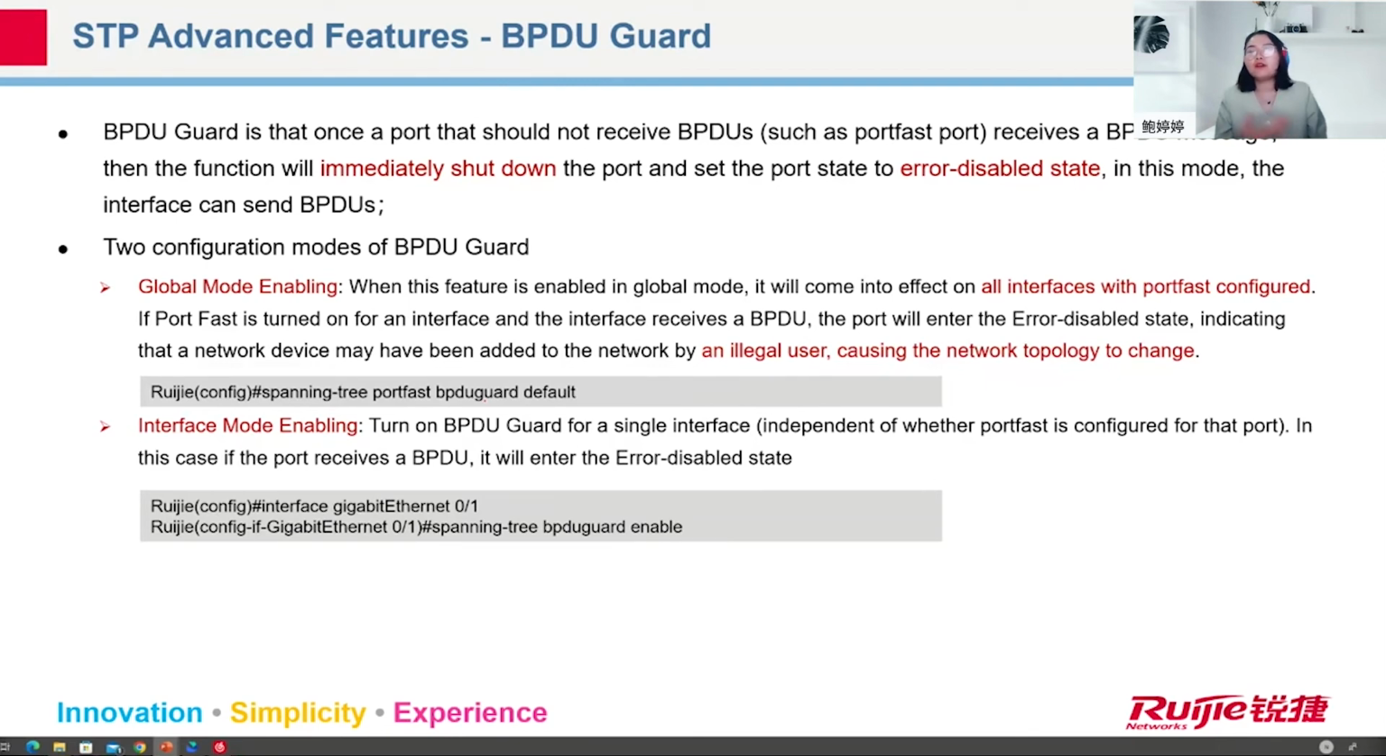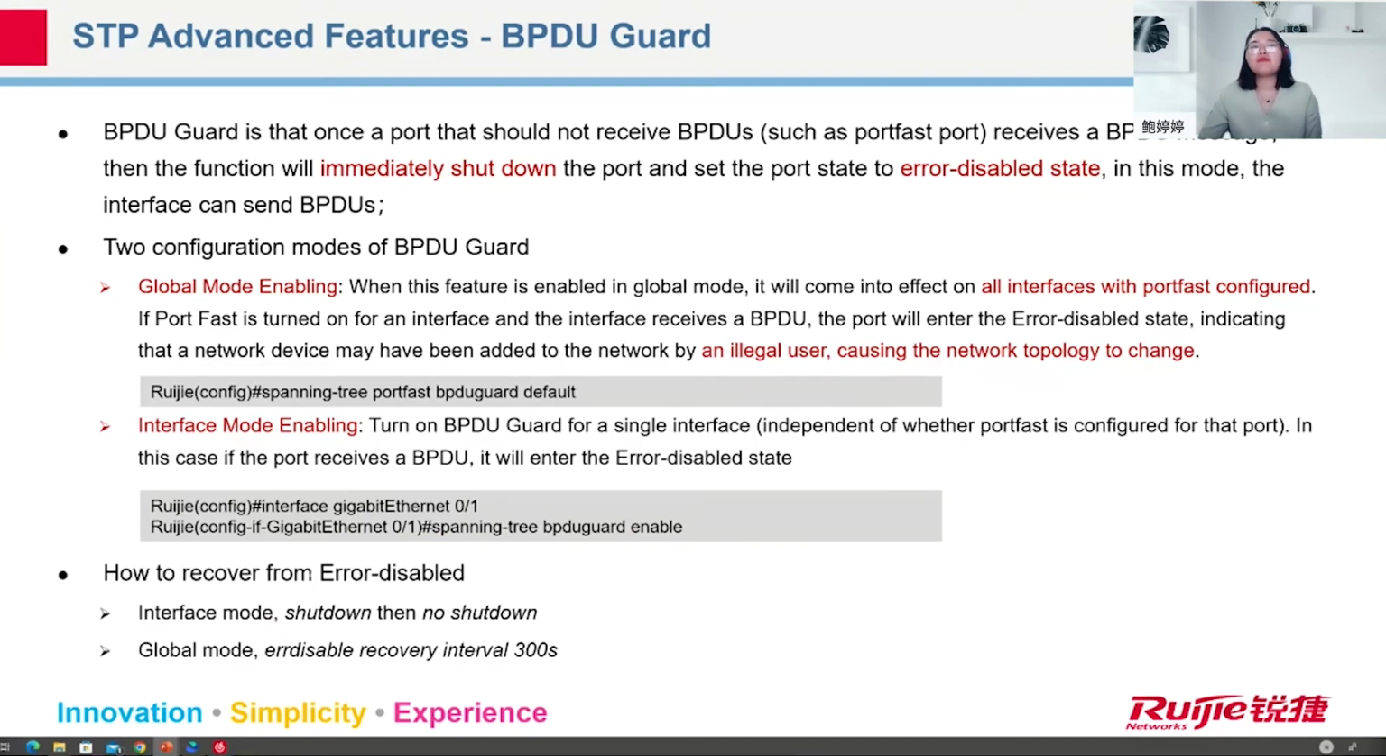And in this case, if we only add one interface to be BPDU guard, when this interface receives a BPDU, we can also make the interface become error disabled, although maybe this interface never had the portfast config. So these have different influence, but the result is the same. The interface will be in the error disabled state. And the command is enter the interface and add spanning-tree bpduguard enable.